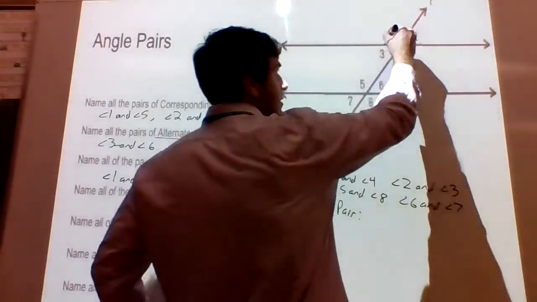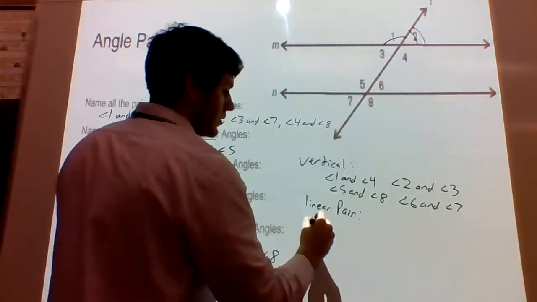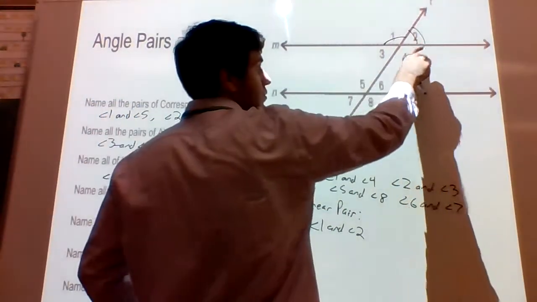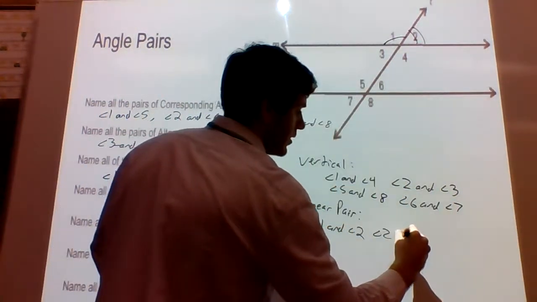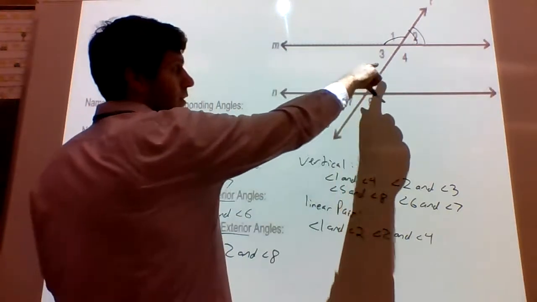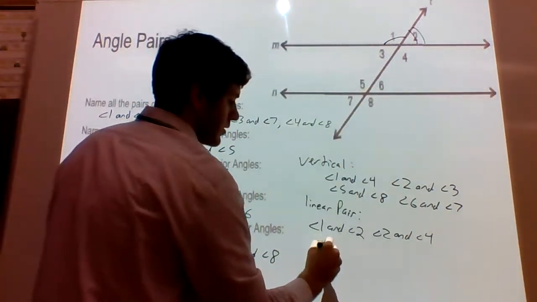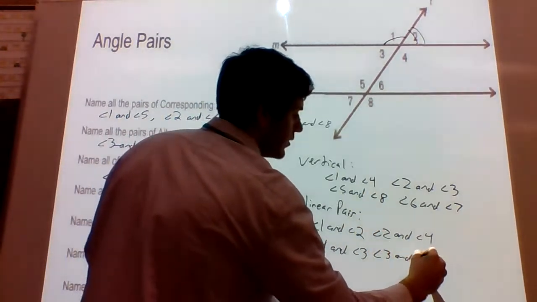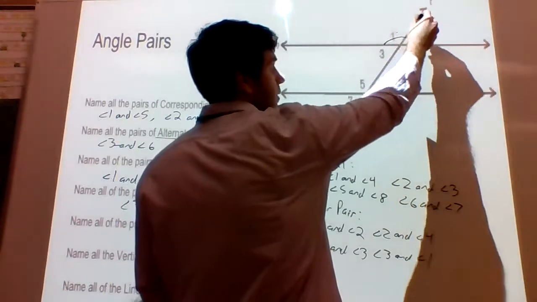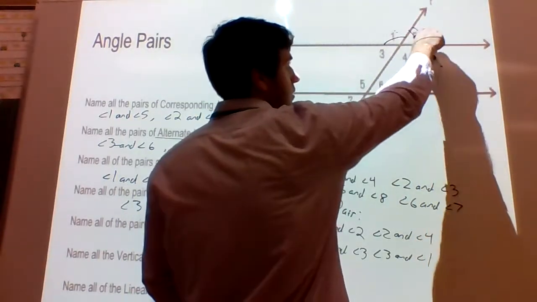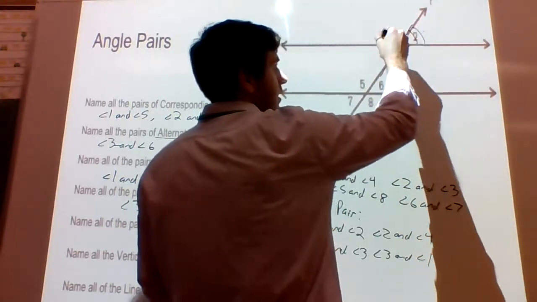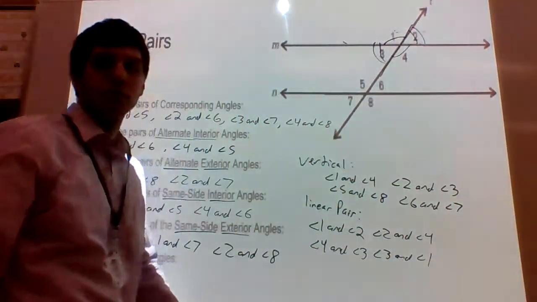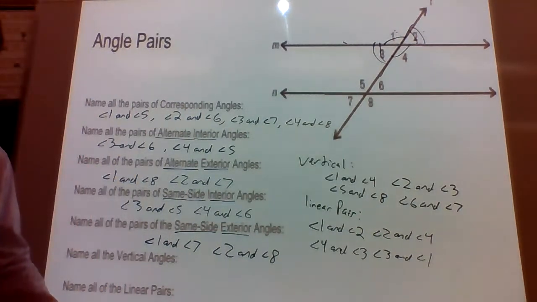So that's going to be 1 and 2. So angle 1 and angle 2. We can also have angle 2 and angle 4. We can have angle 4 and angle 3. We can have angle 3 and angle 1. These are each a linear pair, they form a straight line. Two angles that are right next to each other that form a straight line. So they're supplementary and adjacent.